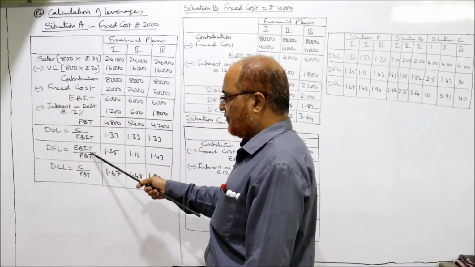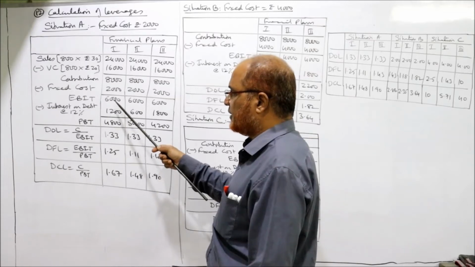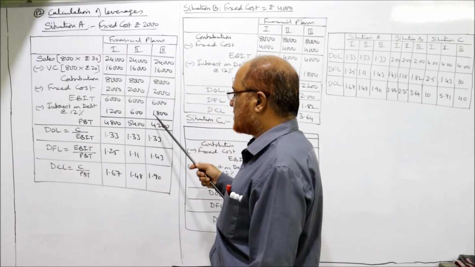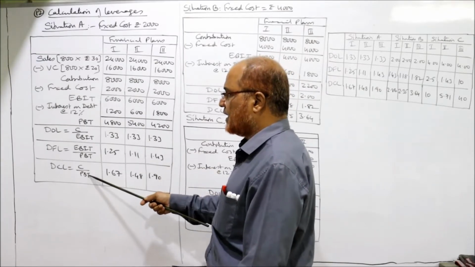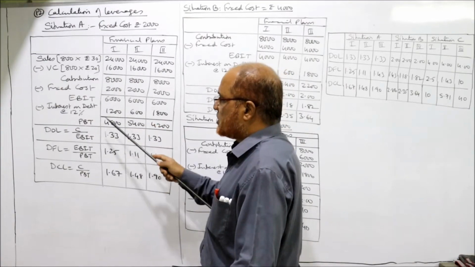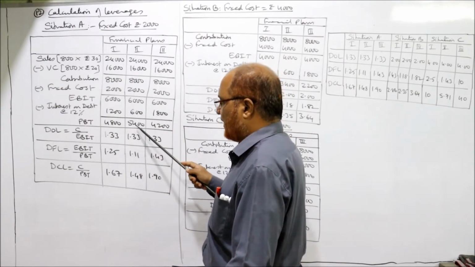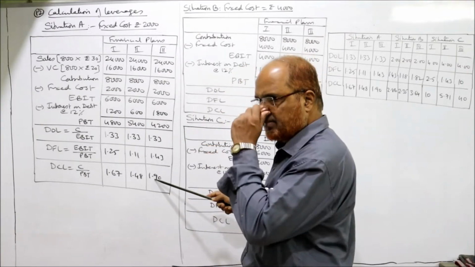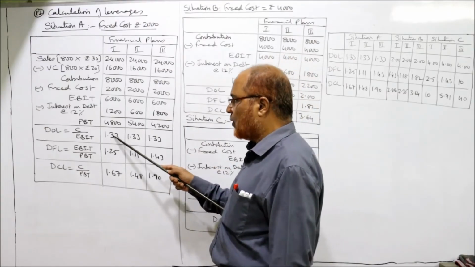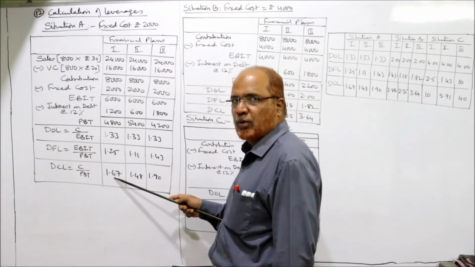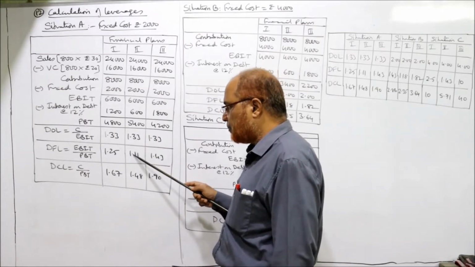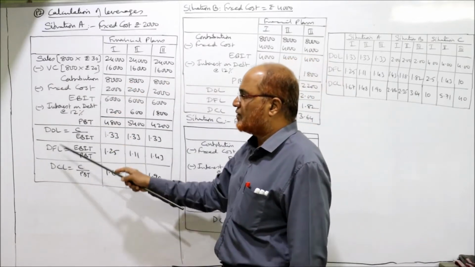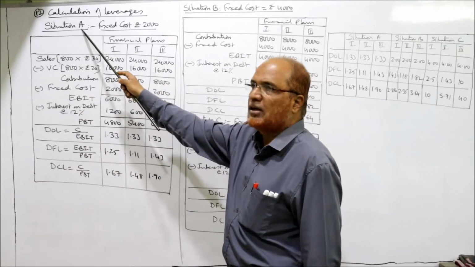This is DOL. DFL is EBIT by PBT: 6,000 by 4,800, 6,000 by 5,400, and 6,000 by 4,200. DCL is C divided by PBT: 8,000 by 4,800, 8,000 by 5,400, and 8,000 divided by 4,200. Or else you can multiply 1.33 into 1.25, you must get 1.67. Similarly, 1.33 into 1.11, you should get 1.48. We have calculated DOL, DFL, DCL for situation A.